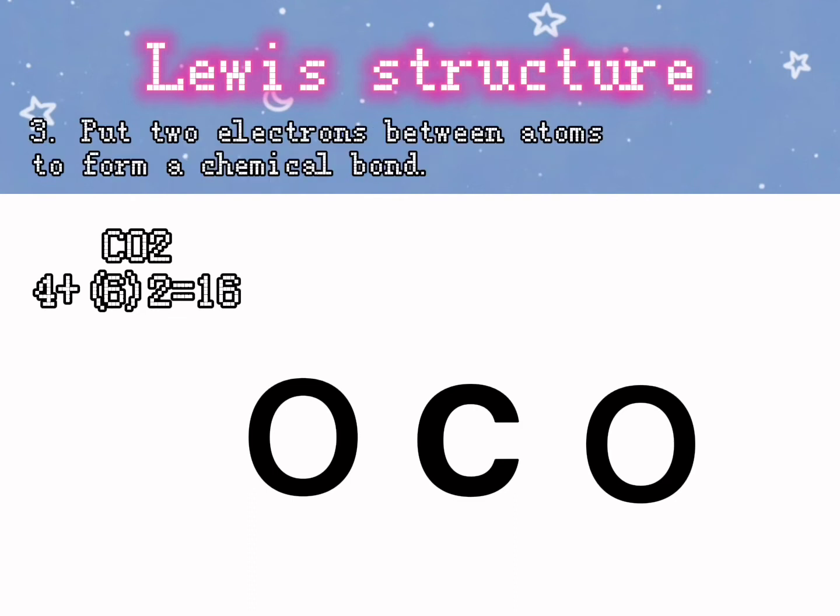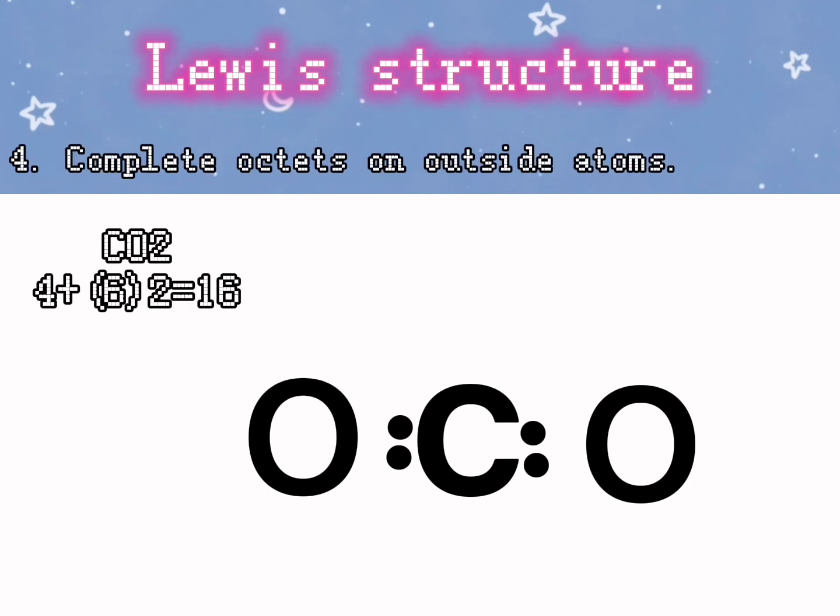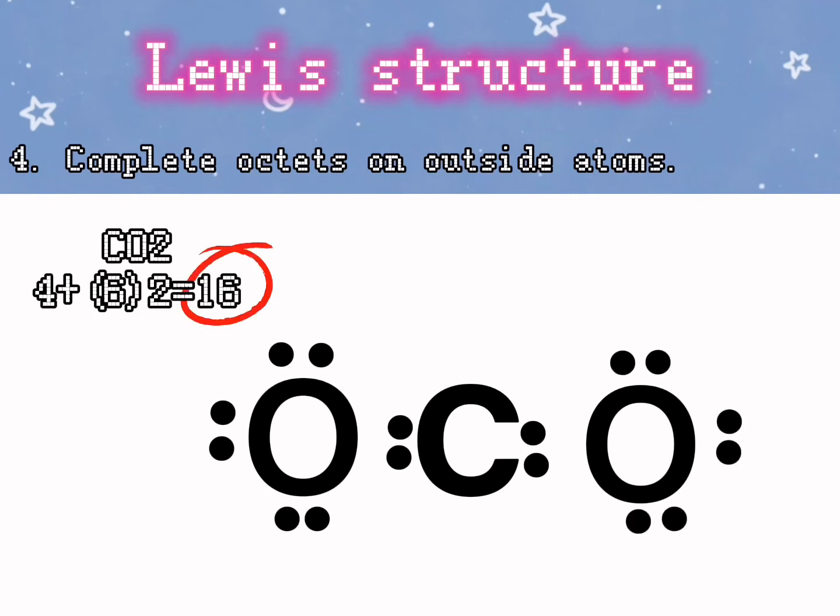So the least electronegative is carbon, and then we will put the 2 oxygens on either side. The next step is to put 2 electrons between atoms to form our chemical bonds. So we will put 2 here and then another 2 here. And now we have oxygen and carbon atoms bonded together. For the fourth step, we will complete octets on the outside atoms. So 2, 4, 6. So we already used 10 and we have 6 more. So 2, 2, and another 2. So at this point, we have already used 16 valence electrons.